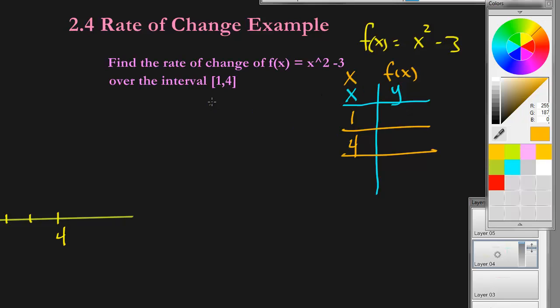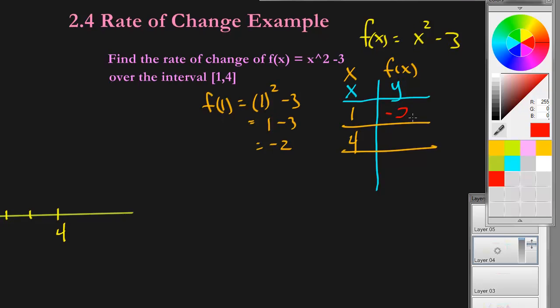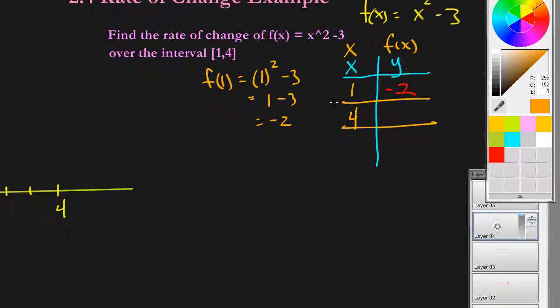Well, we have to do two problems here. We have to do f of 1, which would be 1 squared minus 3, and that would be 1 minus 3, which is negative 2. So we can put negative 2 here. And we also have to do f of 4, which would be 4 squared minus 3. I should put that in parentheses and be good there. So that's 16 minus 6, which is 10.